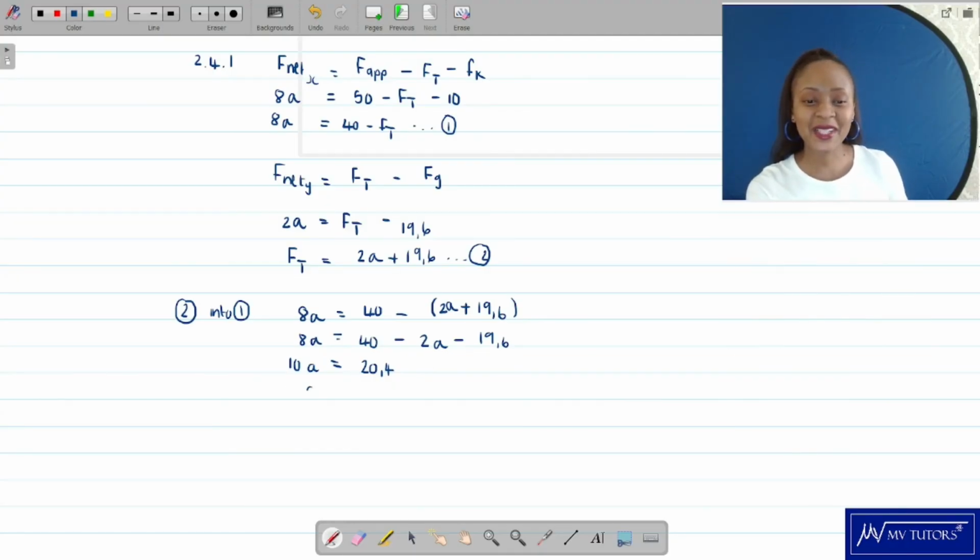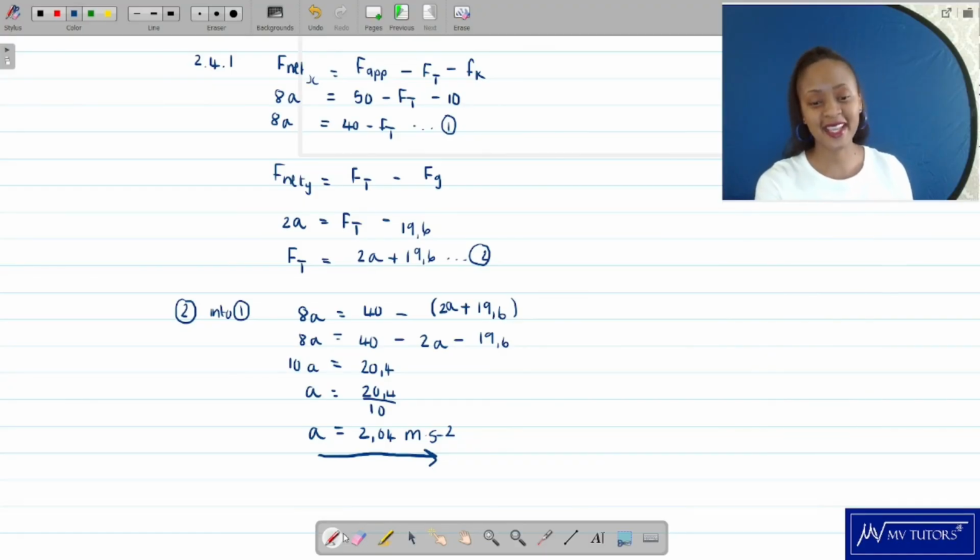And then the acceleration, guys, ultimately we're going to say 20.4 divided by 10. And then the comma is just going to move to the left. So I have 2.04 meters per second squared, and that is my acceleration. Like I said, the acceleration of the 8 kg block is the same as the acceleration of the 2 kg block, so we're good.